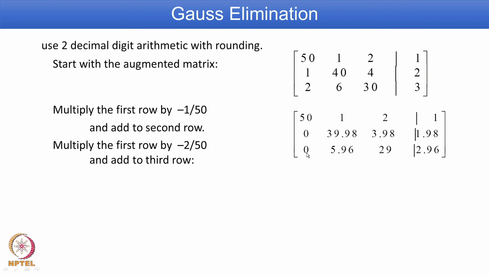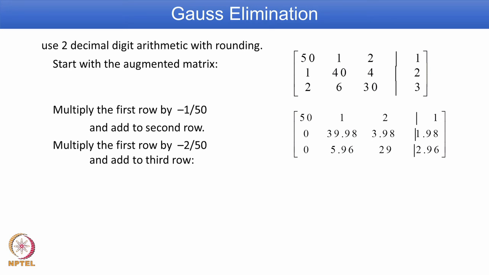Similarly, the third row first value goes to 0, that is again the intention, and the remaining values get adjusted because of this operation. So, 40 becomes 39.98, 4 becomes 3.98 and 2 becomes 1.98. Similarly, for the third row, because we are following accuracy up to 2 decimals, we have written values up to 2 decimals. Please recall, in the Gauss elimination we have to make the matrix upper triangular.